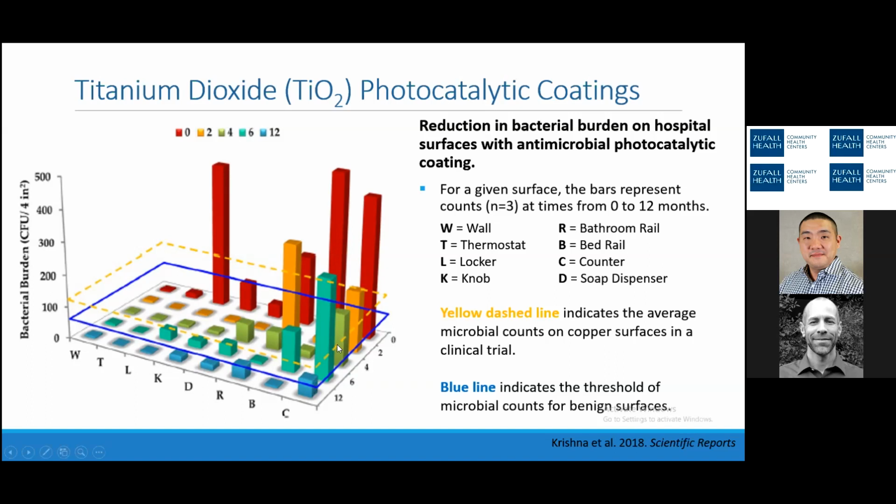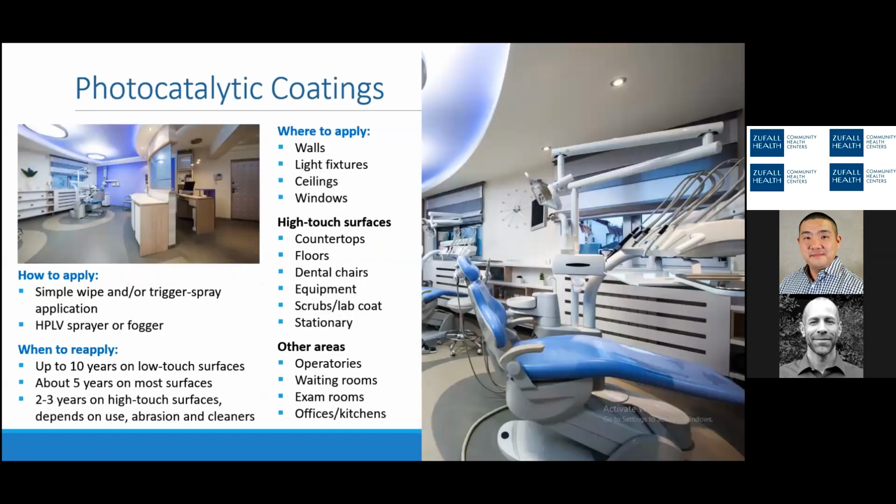This yellow line shows the average concentration of microbial counts on surfaces in hospitals that have used copper surfaces. This was a technique that's been used for a while. Other metals like silver ions have been used as well. So this is a very promising technology. It's been used in many applications, and I think it also has excellent promise for use in dental facilities.